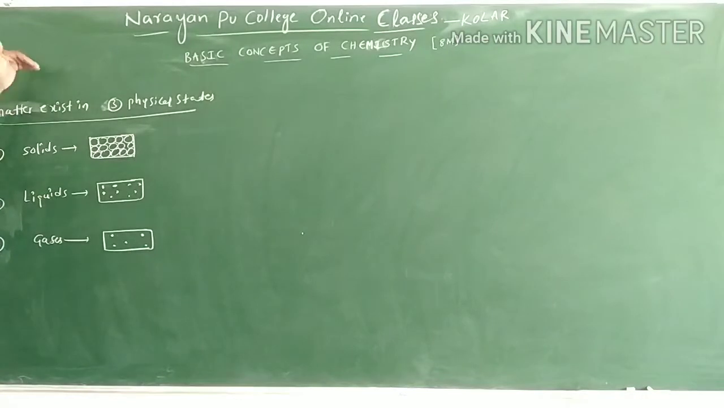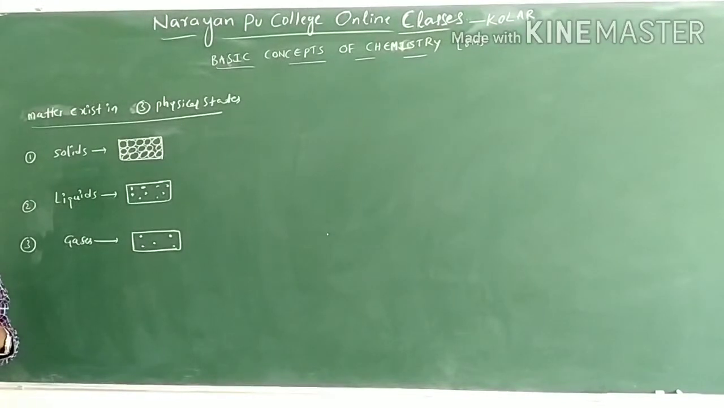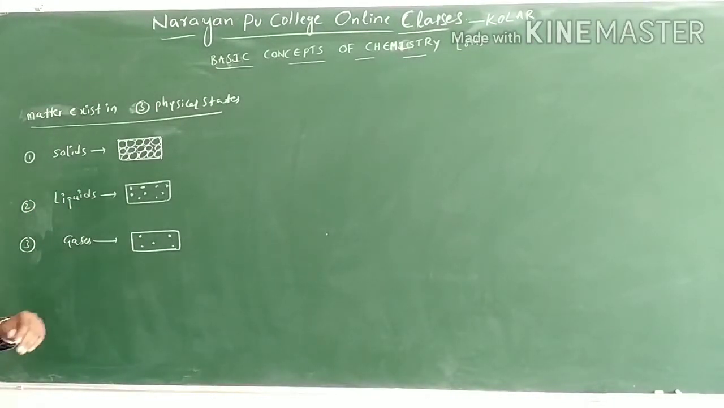So here generally matter exists in three important physical states only. So what are the things here? Solids and liquids and gases only. So these three are the important physical states of the matter we have. So we have to know some of the properties which are related to solids, liquids and gases.